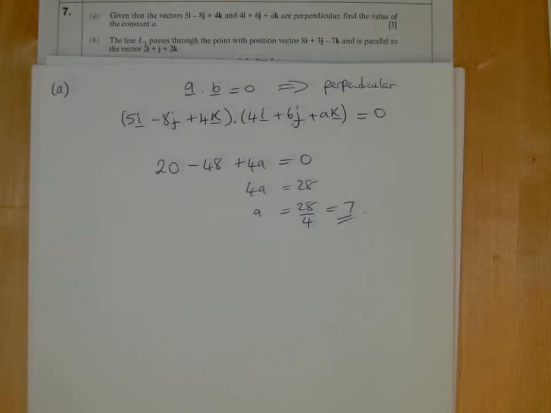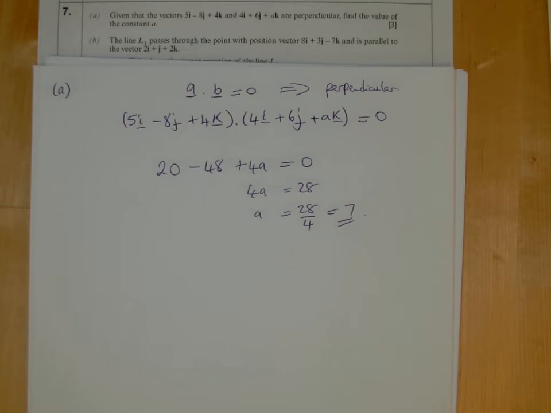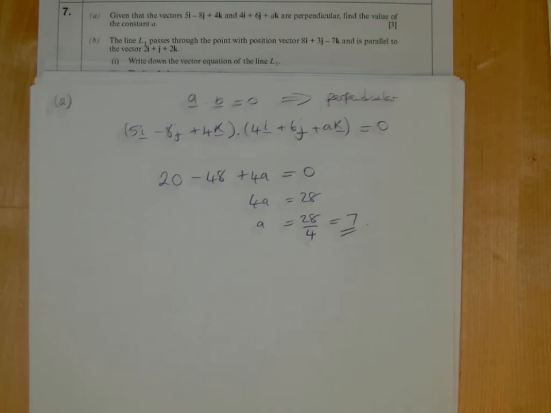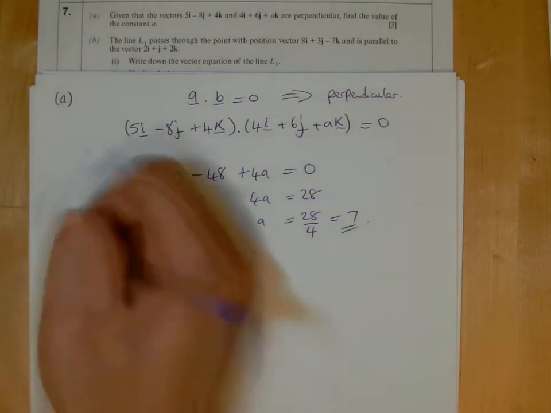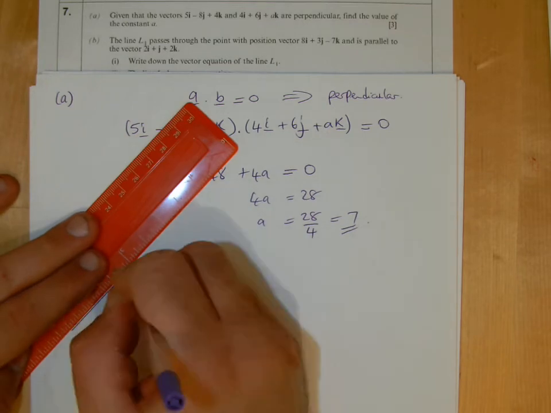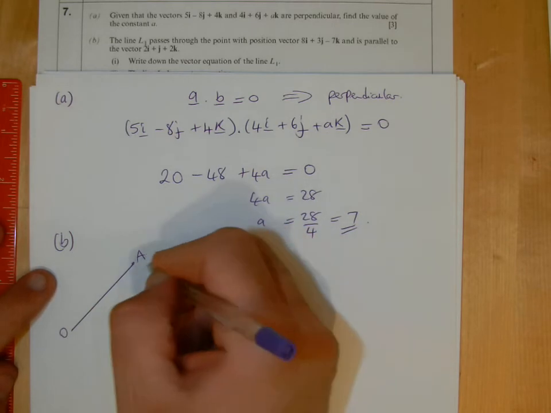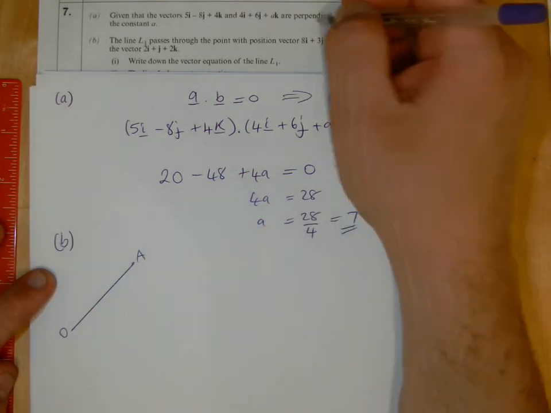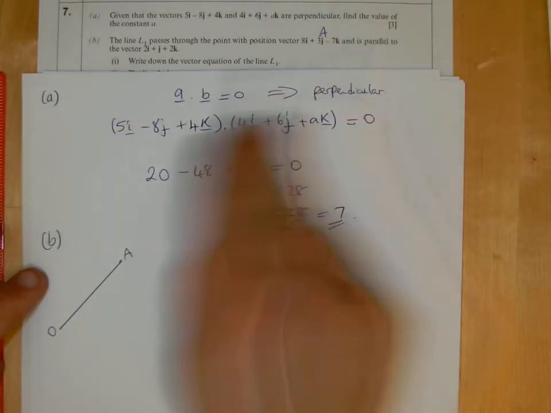Part B then. It says the line L1 passes through the point with position vector 8i plus 3j minus 7k and is parallel to this vector. So part 1 says write down the vector equation of the line L1. Now we saw this in the last video, but just to illustrate what's going on, it's saying it goes through a point, so we could call this point A. So we know that it's going through this point. So we call that A, and then it says it's parallel to this.